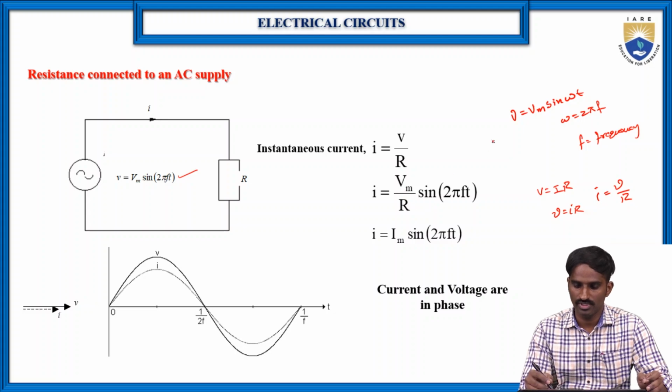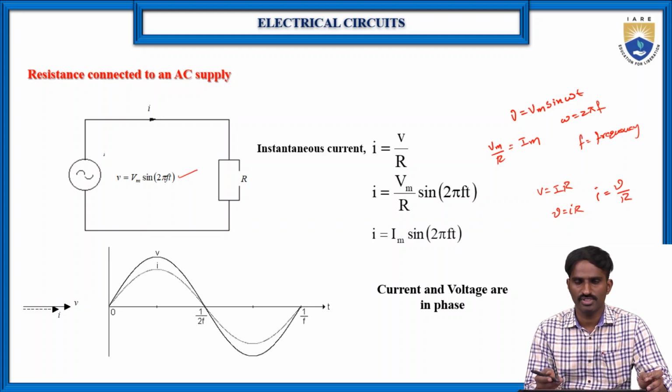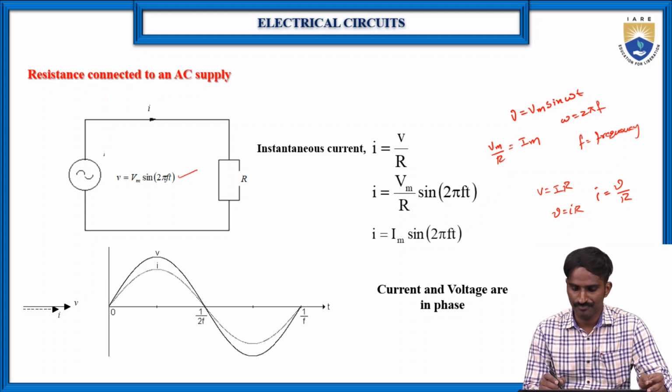Then we can substitute Vm by R, which is equal to Im. Here Vm is the maximum voltage and Im is the maximum current, which we have already discussed in the previous classes. So, i is equal to Im sine omega t, or Im sine 2 pi ft.